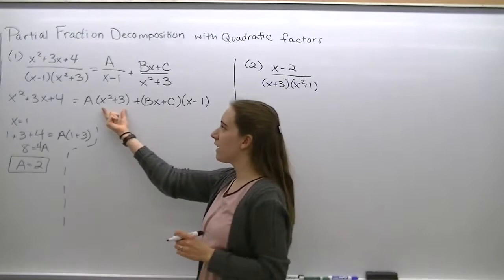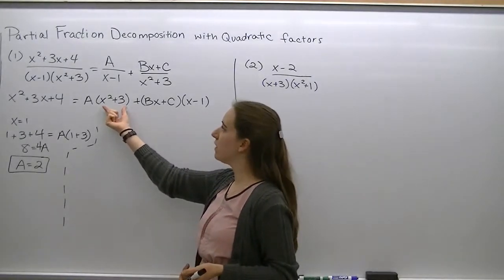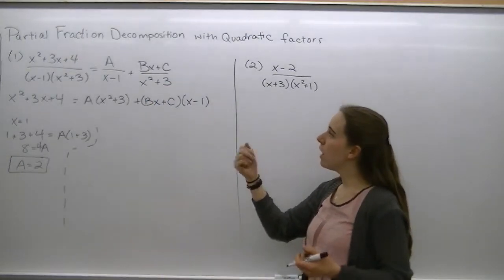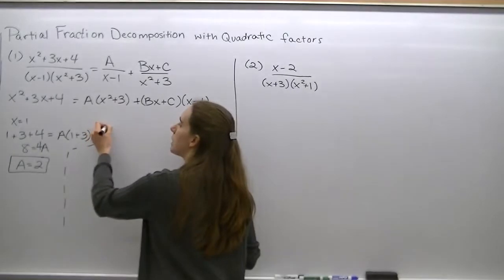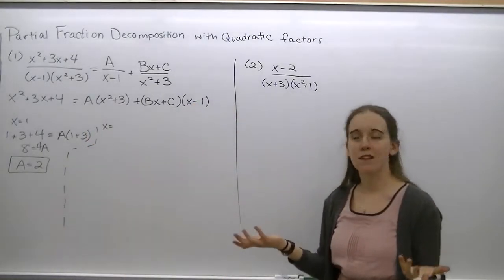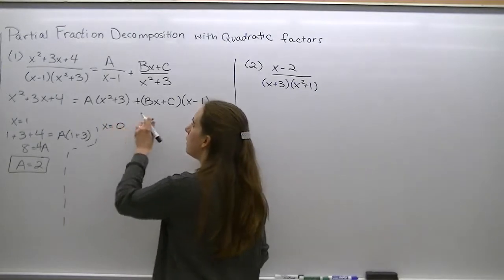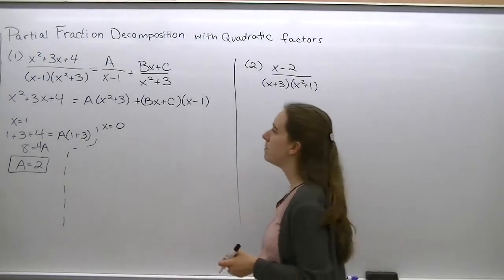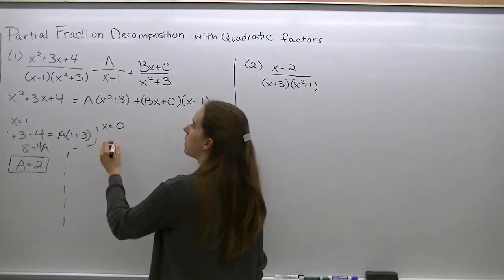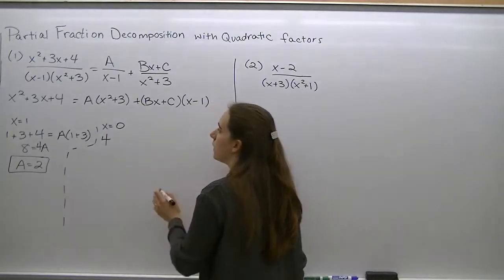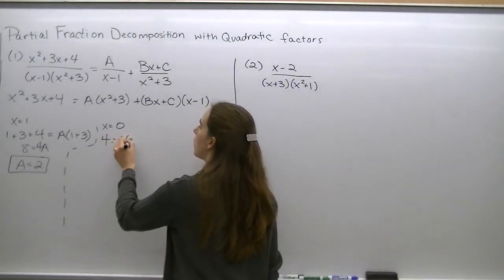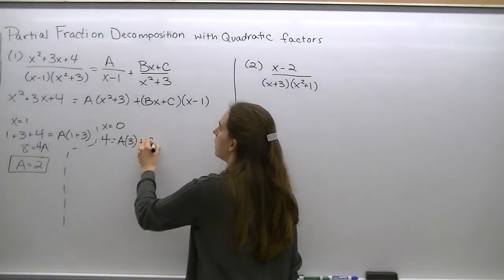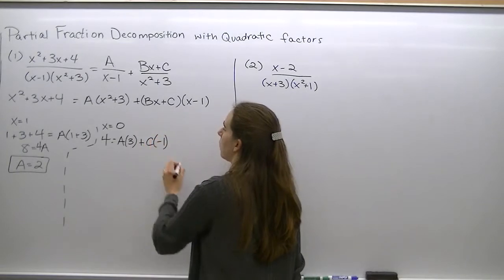Now, I don't know any x's that will make this 0, because there aren't any. That's the whole reason that we couldn't break it down further. So, let's think of another x value that will be particularly helpful. In general, we use x equals 0. It's probably a good bet. It's easy to work with. It'll also make our b term disappear, so hopefully we can find c. So I have 0 squared plus 3 times 0 plus 4 is equal to a times 0 plus 3 plus b times 0, so just plus c times 0 minus 1.